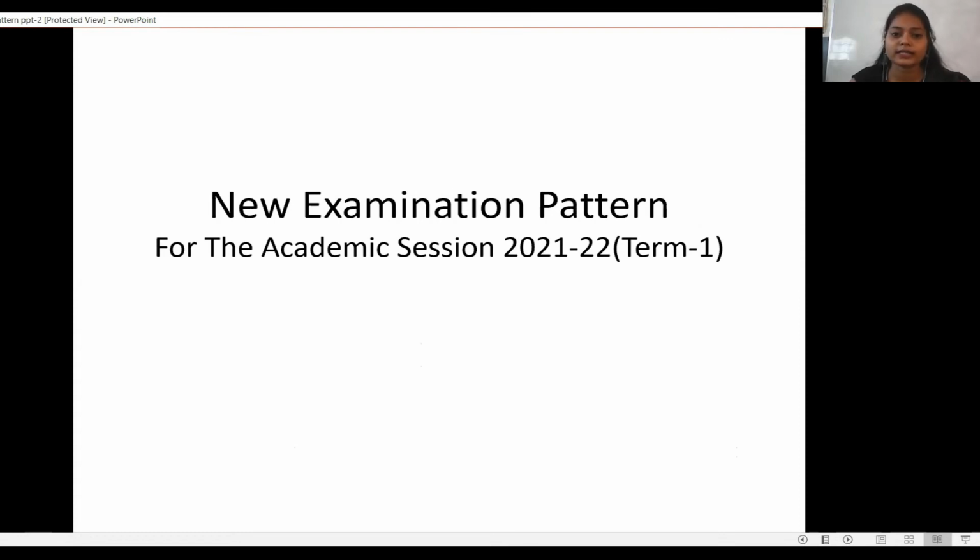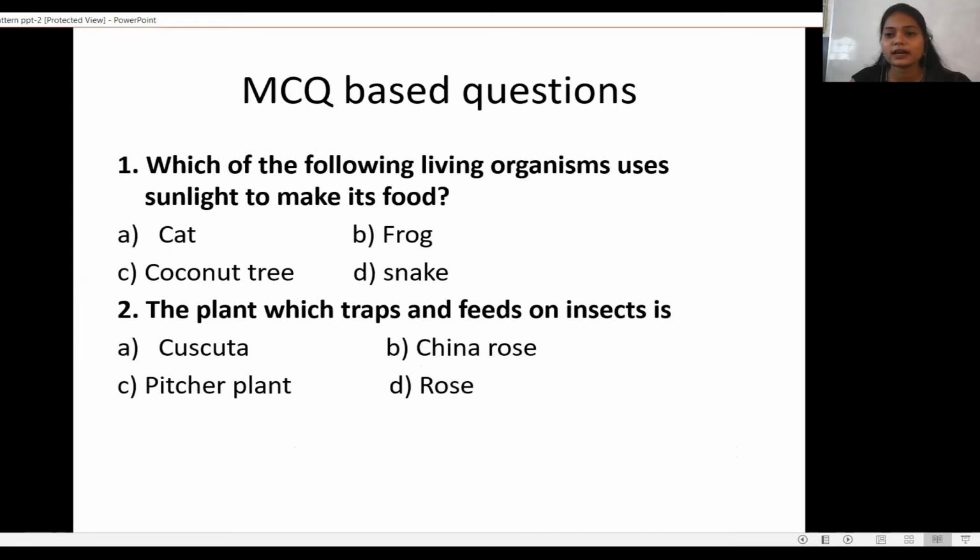Now, let's look at the examples. These are the examples of theory-based questions. First of all, MCQs will be there. So, here the first example is, which of the following living organisms uses sunlight to make its food? Students, as they know, only plants are able to produce their own food in the presence of sunlight.